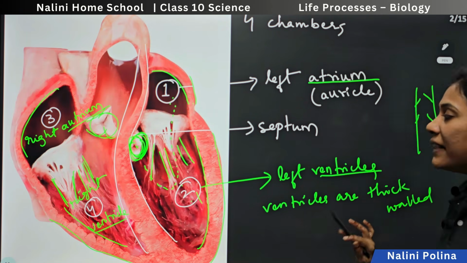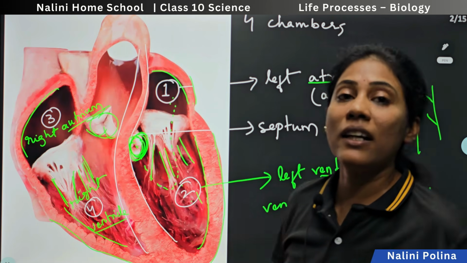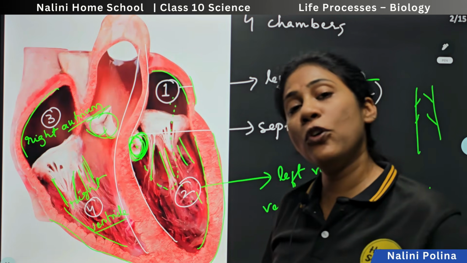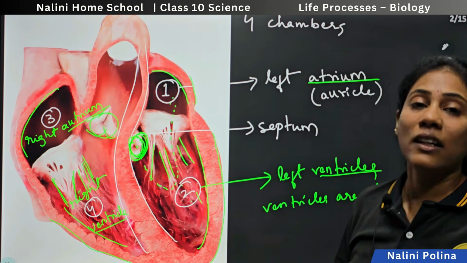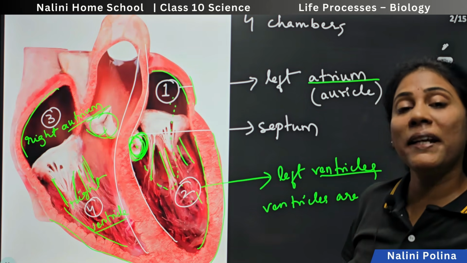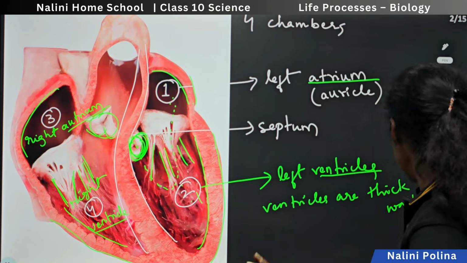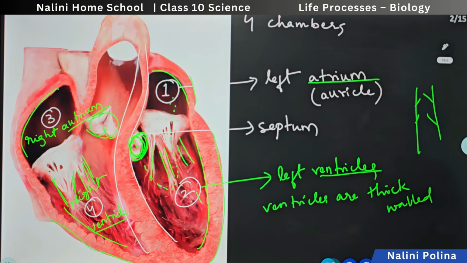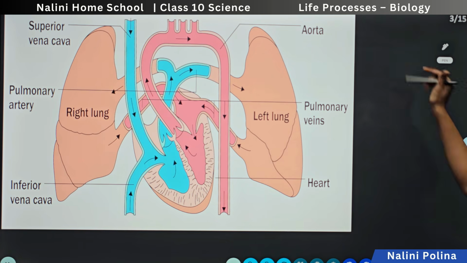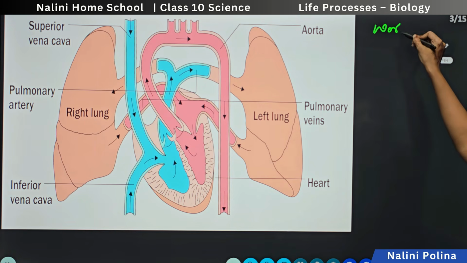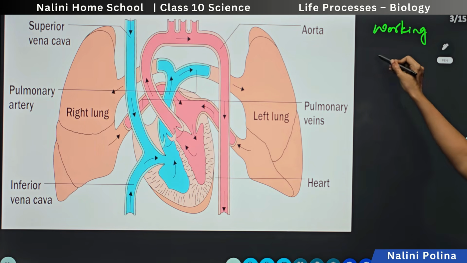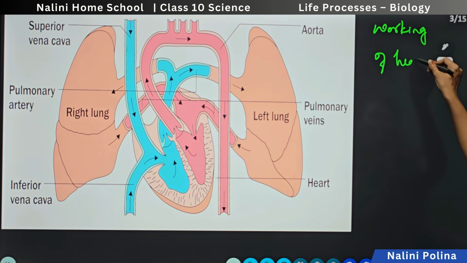Okay, so now let us understand the working of the heart. How does the blood actually flow through the heart? From the heart, where does the blood go, and how does the blood come into the heart? Everything we will see in the working of the heart. So next I am moving on to the working aspect of the heart.